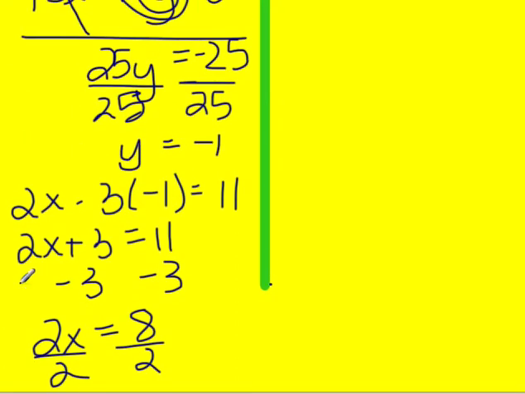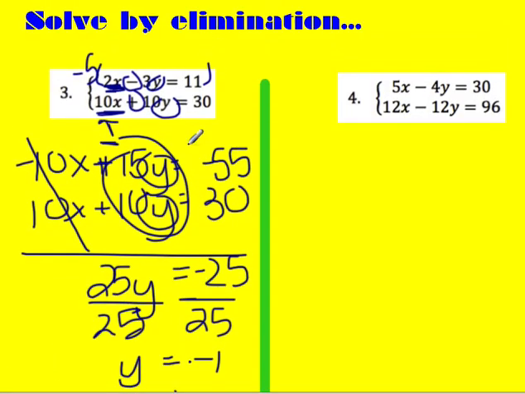Okay, so let's take a look at number 4. For number 4, I want to figure out how I can do this. Well, first of all, the easiest way to multiply seems to be to look at the y's. And it actually doesn't matter which one you pick to multiply. It's whatever is easiest for you.